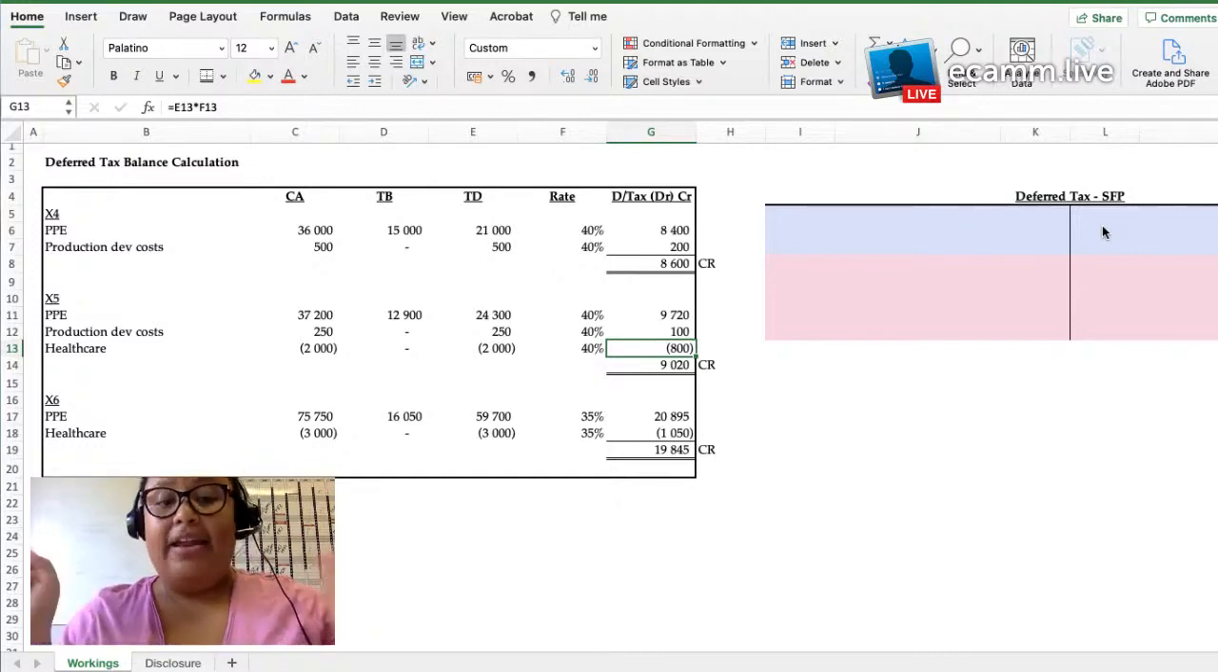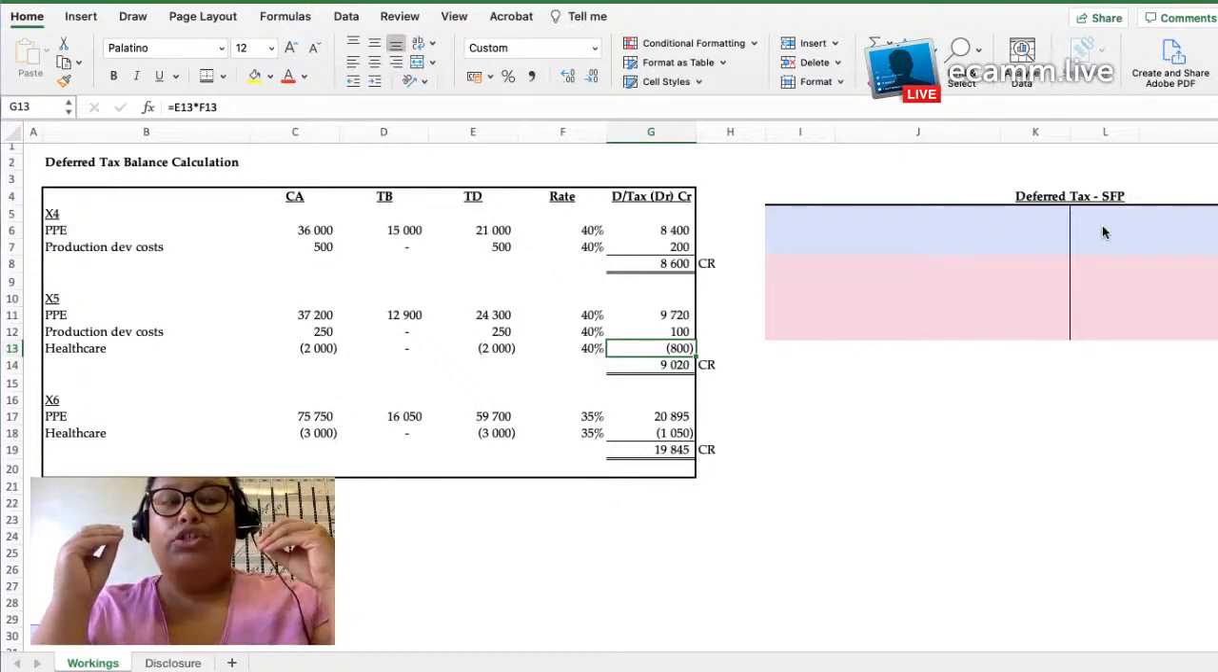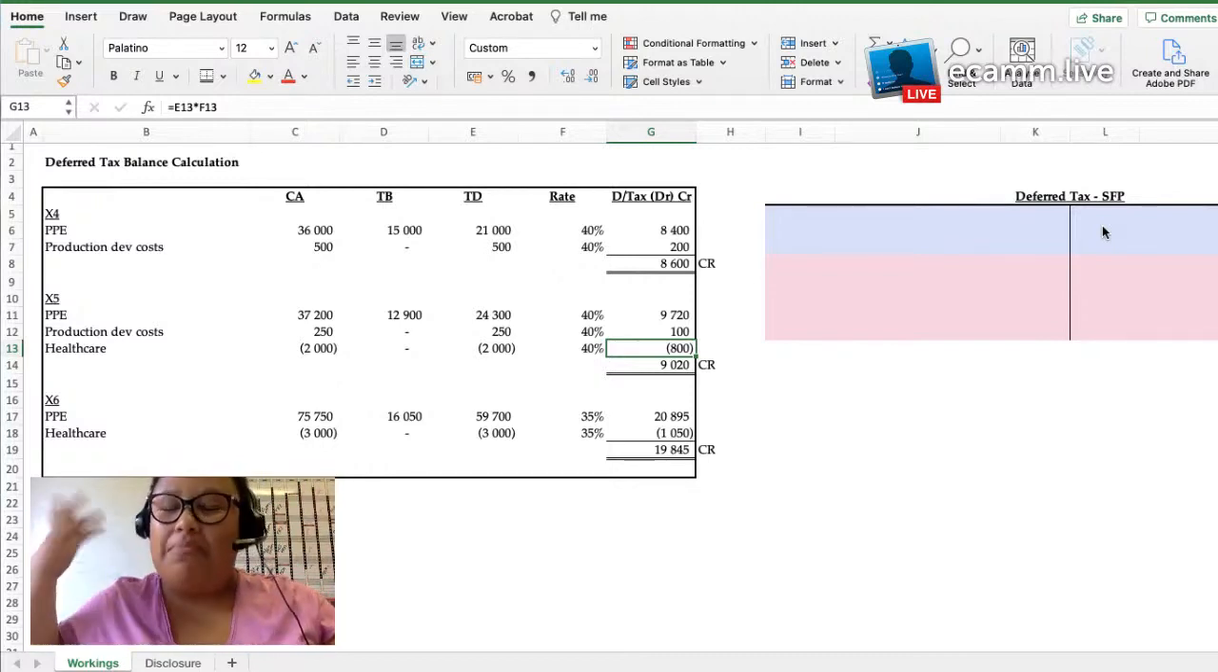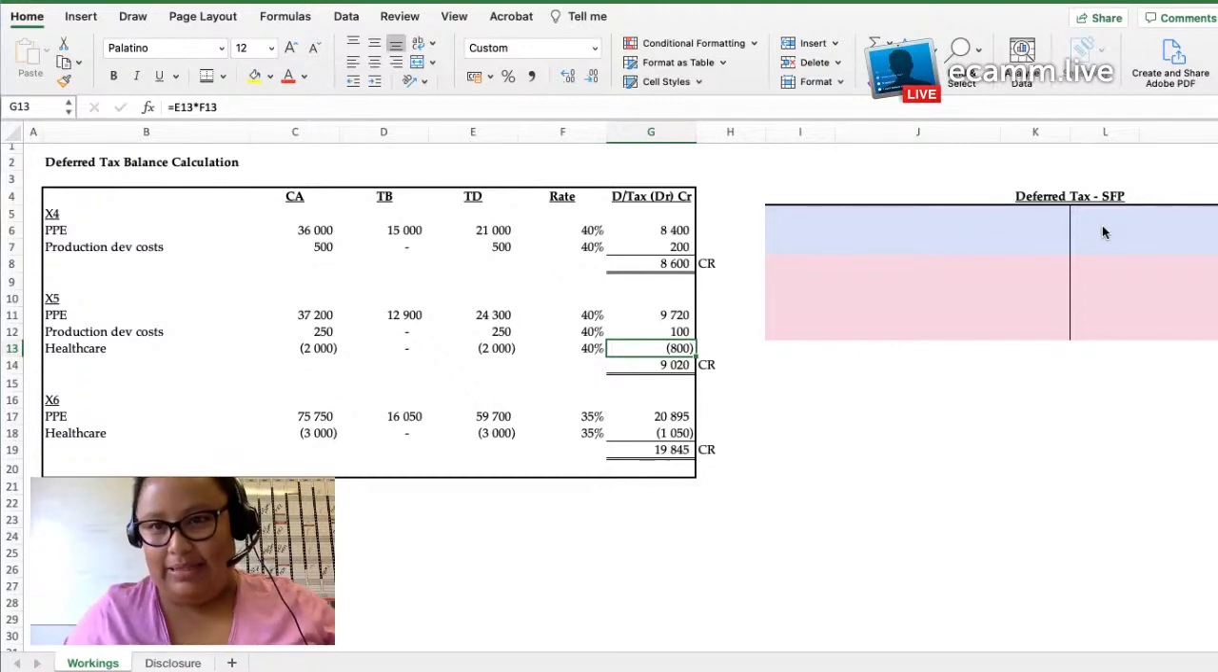However, I don't want you to default to that understanding. Rather understand what it means for a temporary difference to be deductible and what it means for a temporary difference to be taxable. Okay, I hope that answers your question.